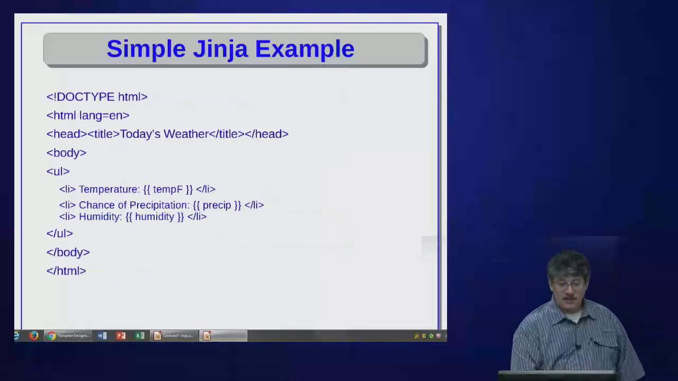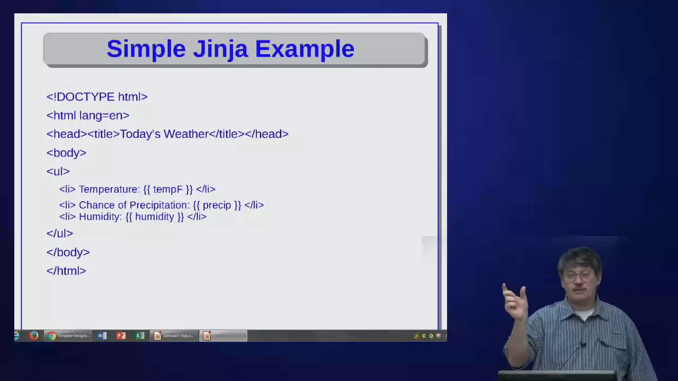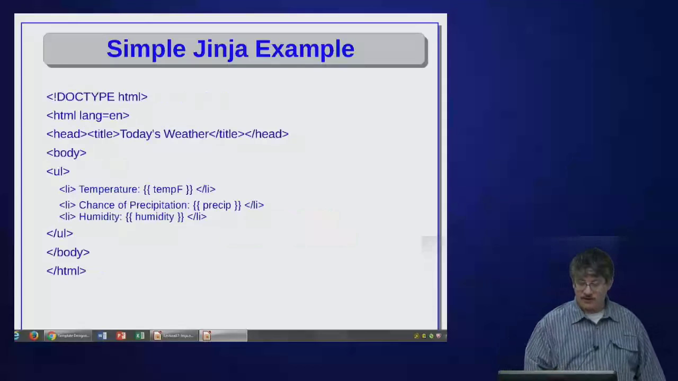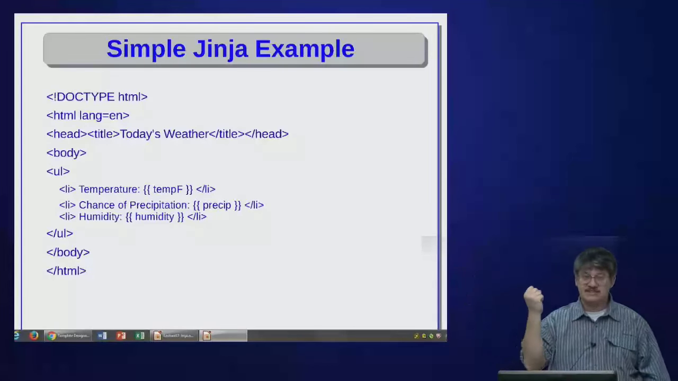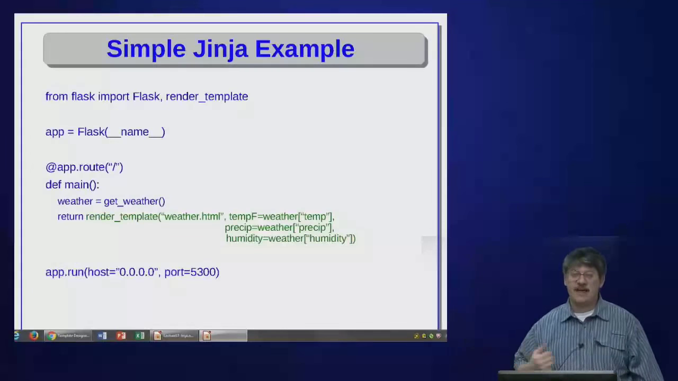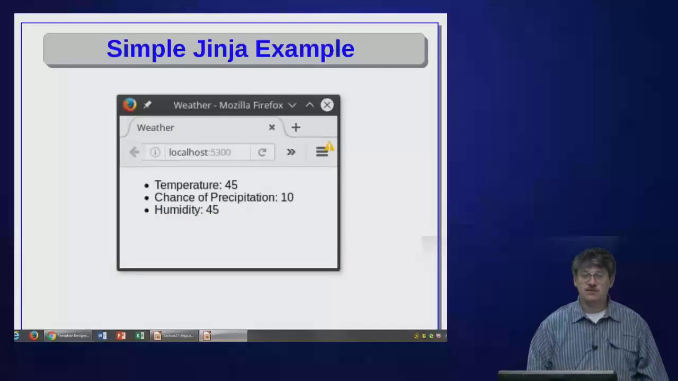What's happening is that Flask is taking this HTML and it's replacing everything between curly braces, the double curly braces, with a variable, a Python variable that it obtains here. So everywhere here that it sees curly brace, tempf, curly brace, it replaces that entire string, including the curly braces, with the value that it fetched using get weather. So if the temperature was 45 degrees Fahrenheit, it would replace it with 45. That's what's happening here. So this is really useful.